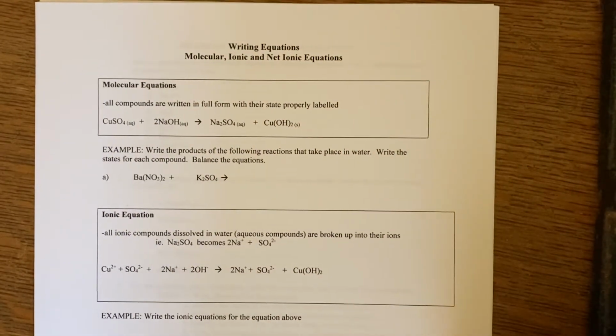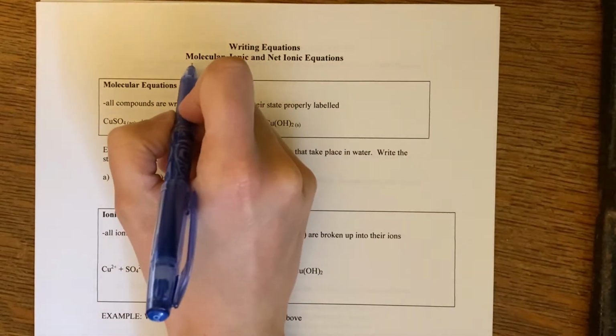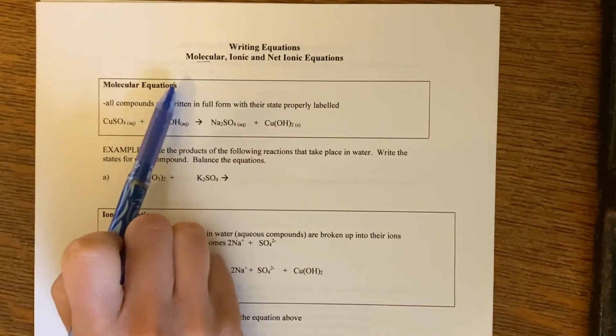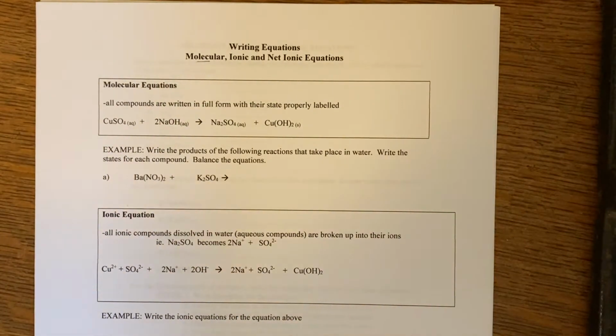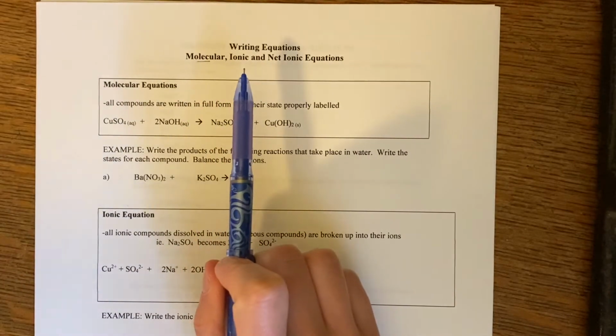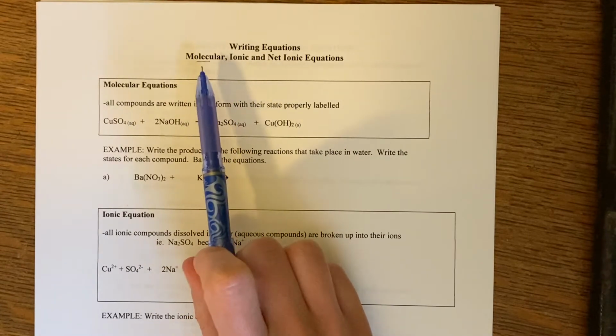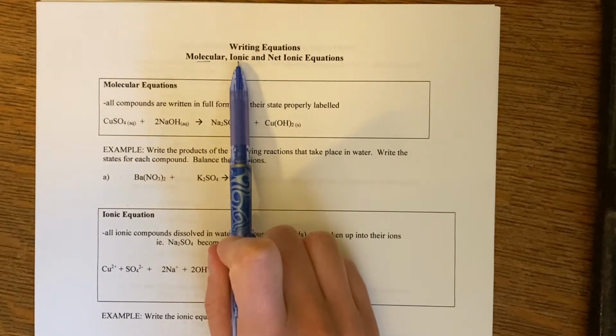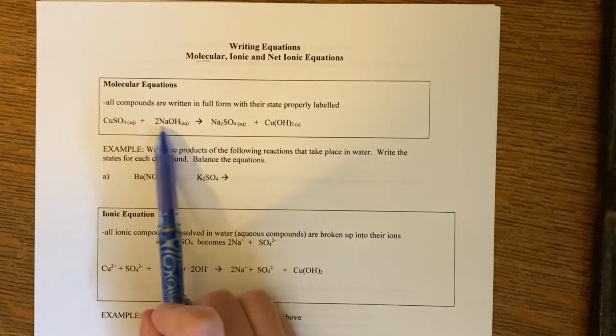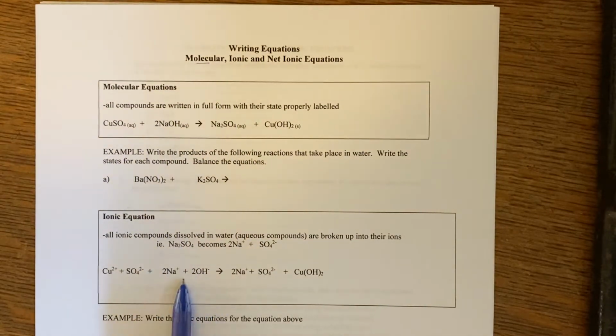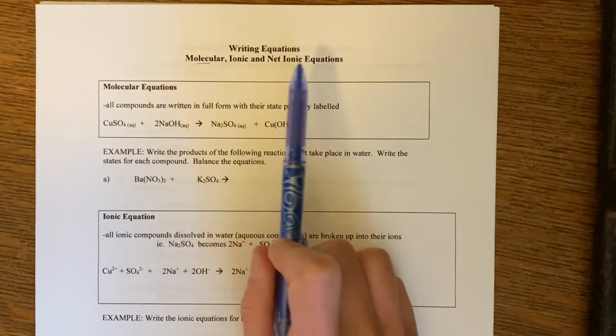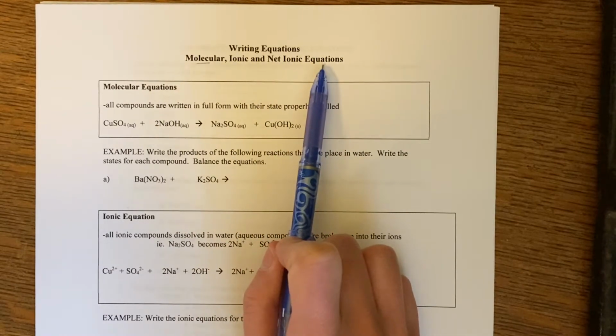Today we're going to be doing a lesson on writing molecular, ionic and net ionic equations. Now, molecular equations are the regular type of equations that we would normally write out a reaction as. That's what we've been doing all year. But now that we're into solution chemistry, when things dissolve in water, they become ions. So we break apart compounds into their ions in ionic equations, and then net ionic equations show only particles that are changing in a reaction.